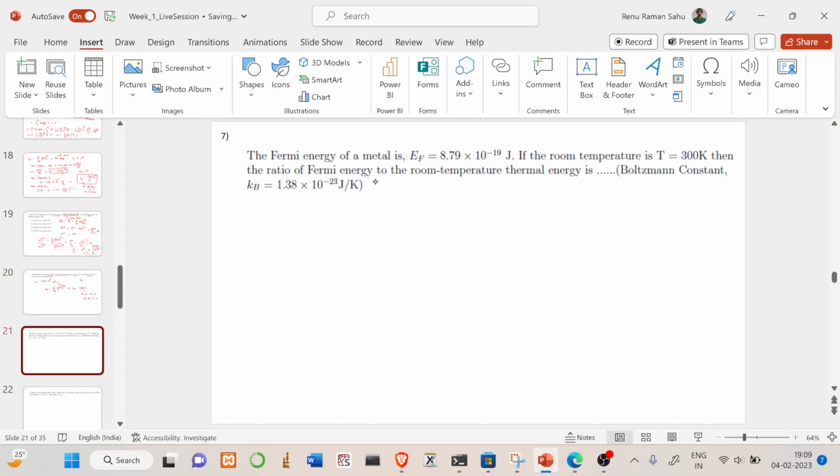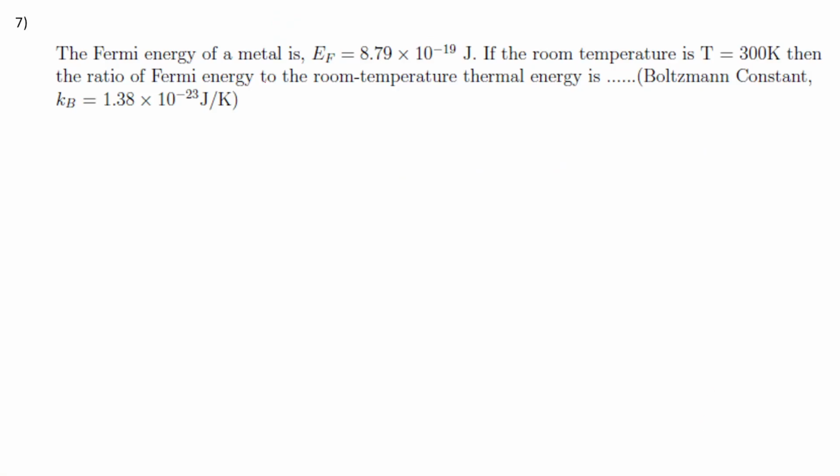Now question number 7. It says the Fermi energy of a metal is given: EF is 8.79 × 10^-19 joule, and the temperature is given as 300 Kelvin. Then we need the ratio of the Fermi energy to the room temperature thermal energy. So what is this?